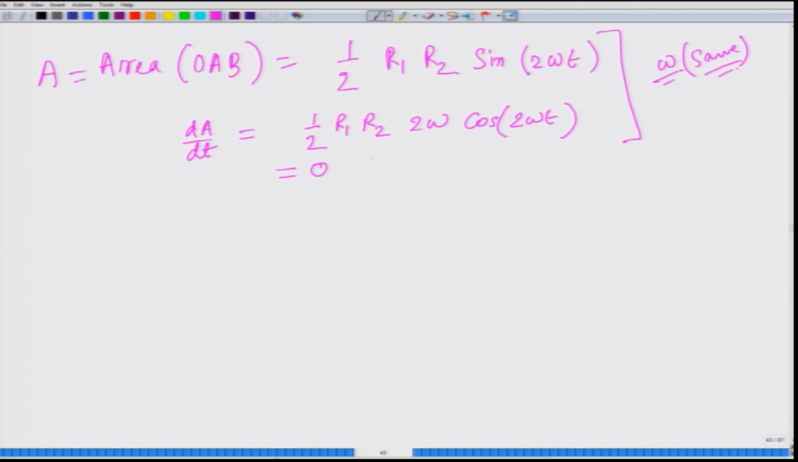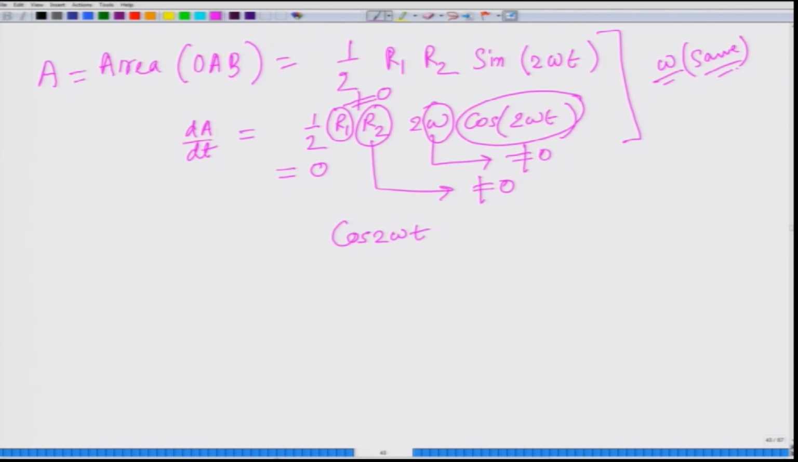I know that r1 is not equal to 0, and r2 is not equal to 0, because they are the radii of circle 1 and 2. Omega is also non-zero because it is the angular speed. So the only possibility for this equation to be 0 is that cosine of 2 omega t is equal to 0. This is cosine of (2n plus 1) pi by 2, where n is 0, 1, 2, 3, 4 and so on.